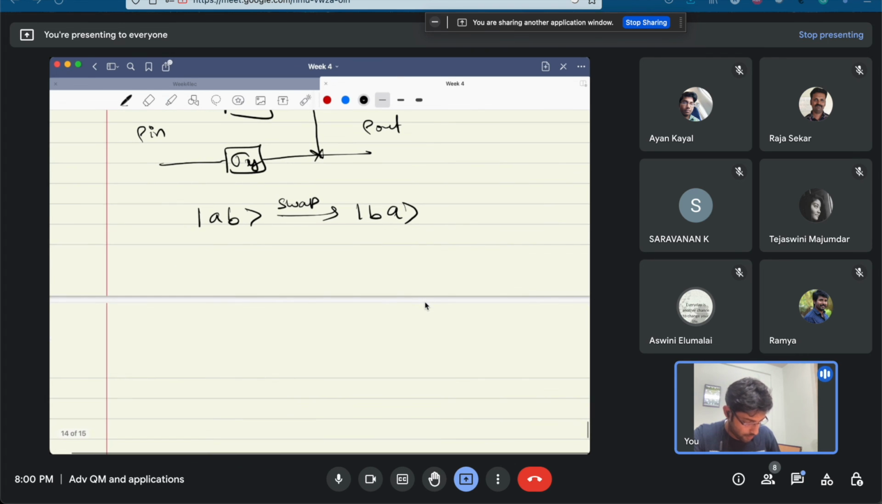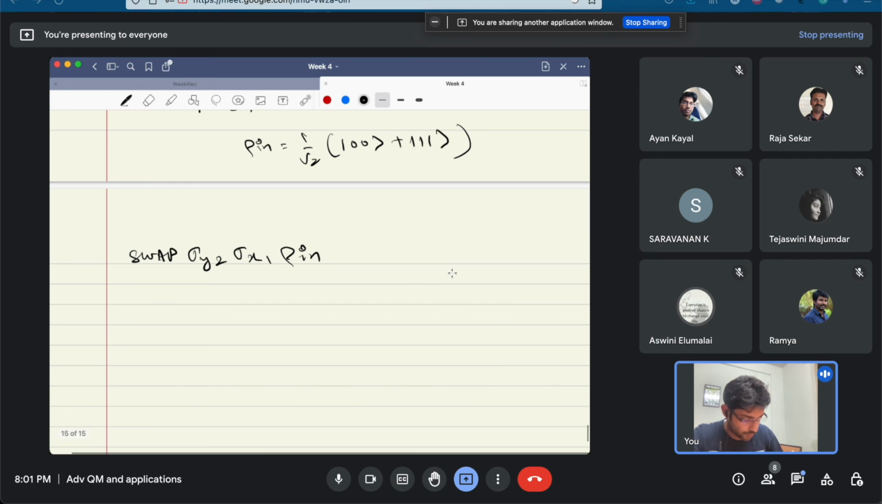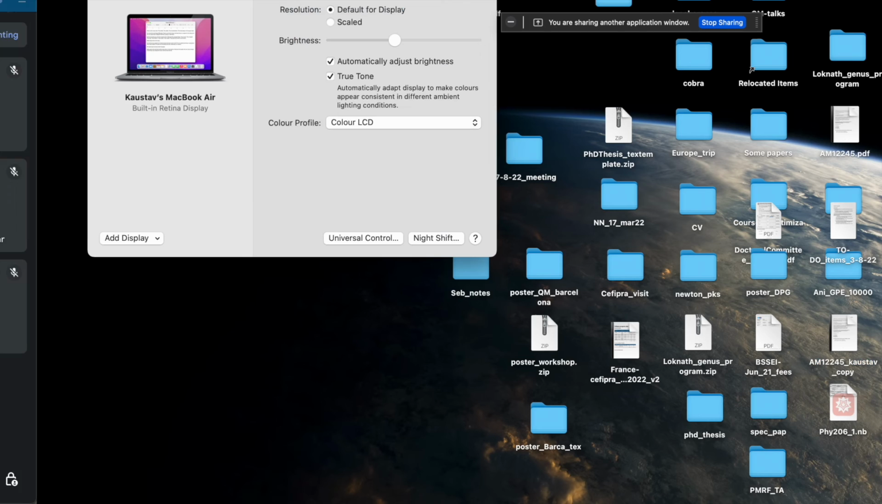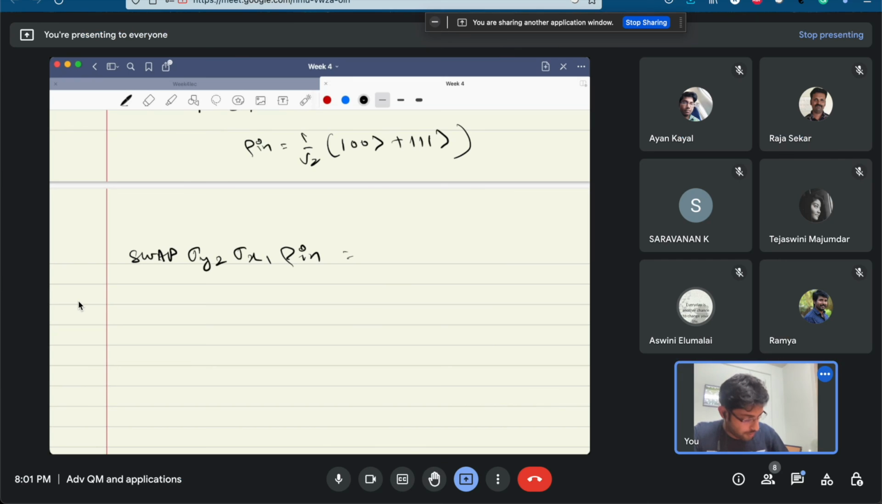So we have swap, then let's say sigma y on 2, sigma x on 1 for the rho in, and we use the same rho in that we have used previously, and let's see how it operates on it. Okay, so we have to find the rho out. And this is your rho out.